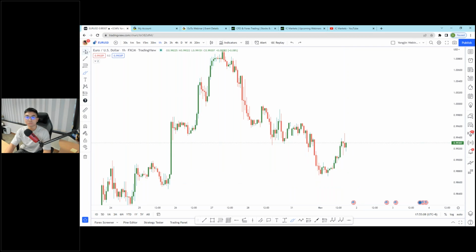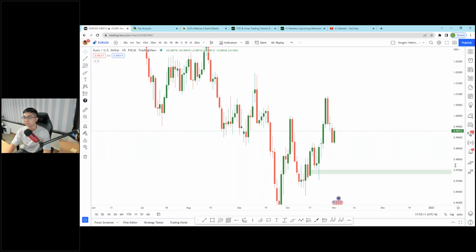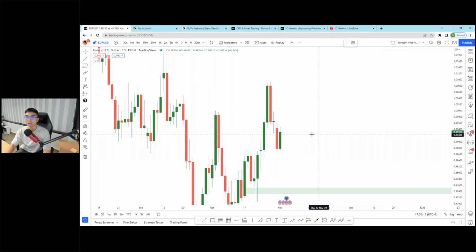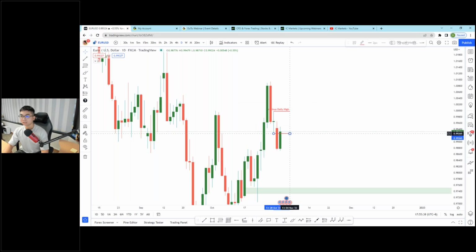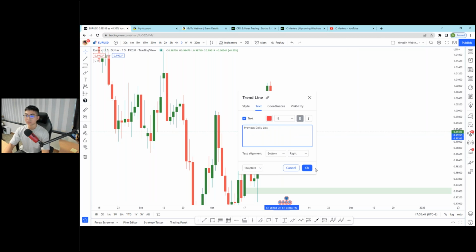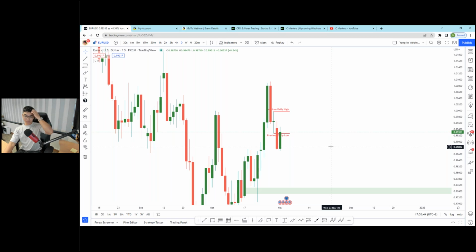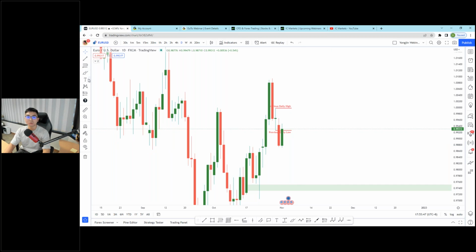So why did I take this trade? Looking at the daily yesterday, I marked out the previous daily high. This trade happened on Monday, so the previous daily high was on Friday. I marked it out and typed it out quite fast: previous daily high, and next is the previous daily low. After taking a look at this, I noted there was a possible point of interest right here.